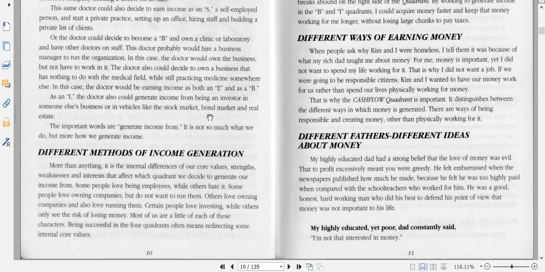Some people love being employed while others hate it. Some people love owning companies but do not want to run them. Others love owning companies and also love running them. Certain people love investing while others only see the risks of losing money. Most of us are a little of each of these characters. Being successful in the four quadrants often means redirecting some internal core values.